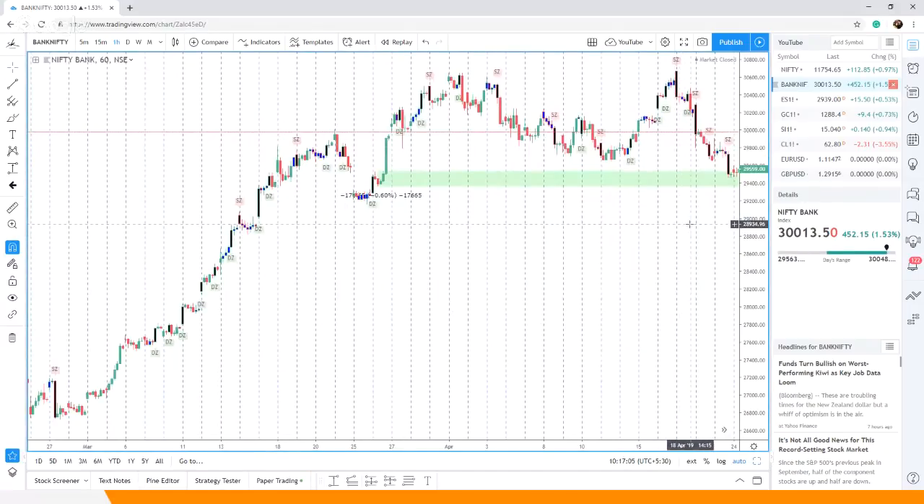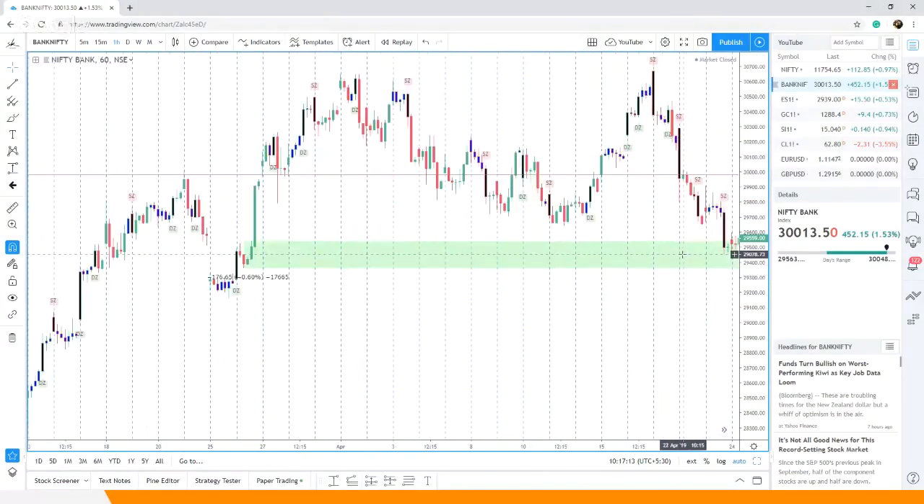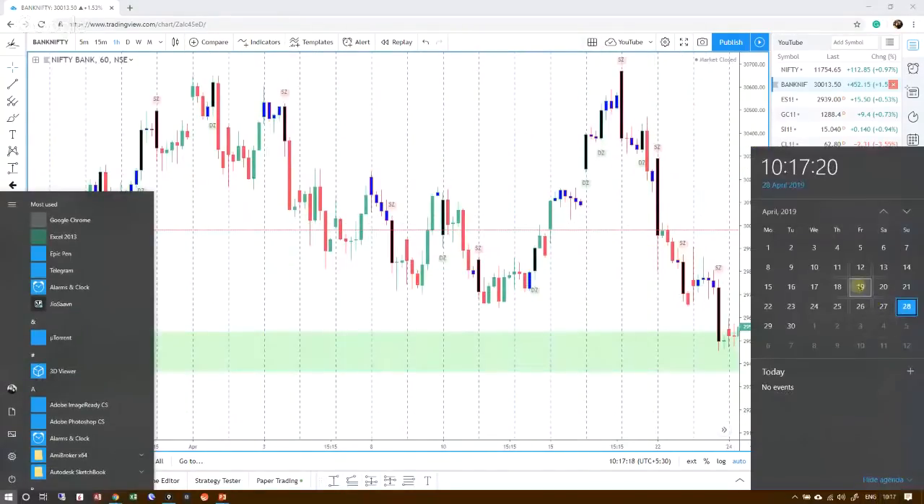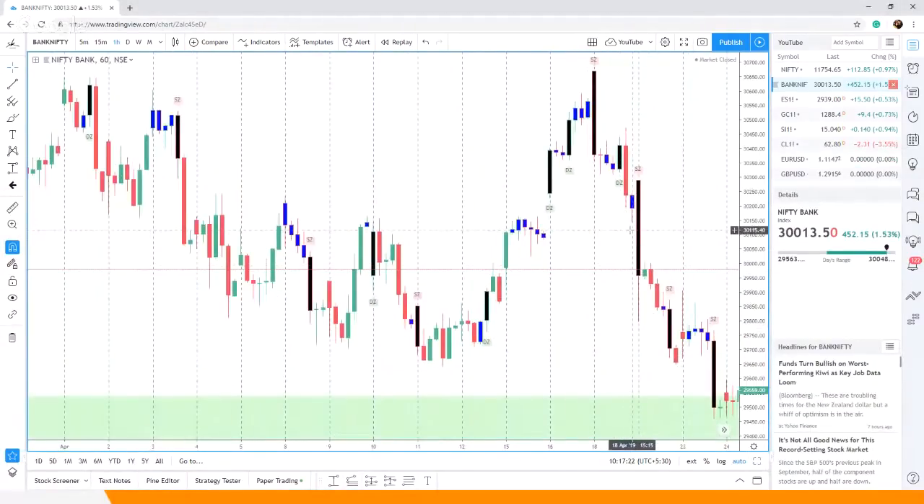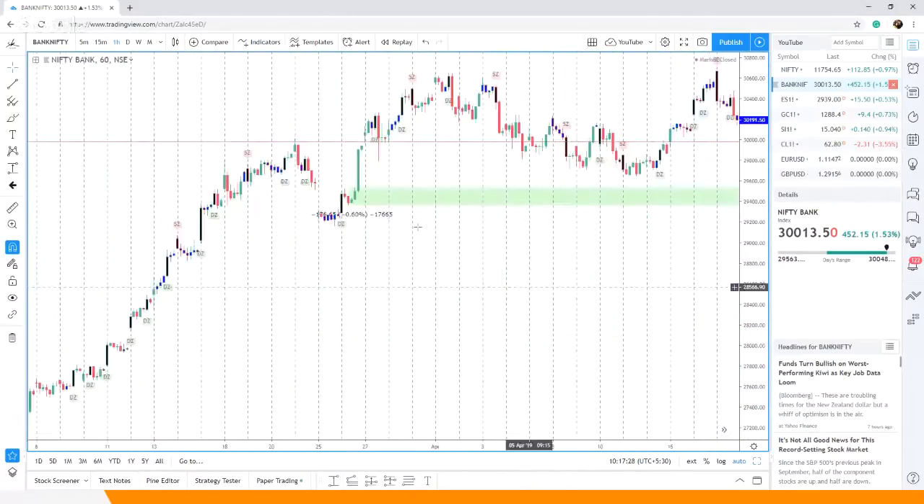So 16th, 17th, 18th. Okay, give me a second. 21st. Right, so this is the day we did the analysis, because the markets would have closed on Friday, which was 18th. I guess Friday was off, right? It was Good Friday. So 18th was the last trading day. So this is the day when we did the analysis, that if the prices come to this demand area, we can definitely look for long opportunities.